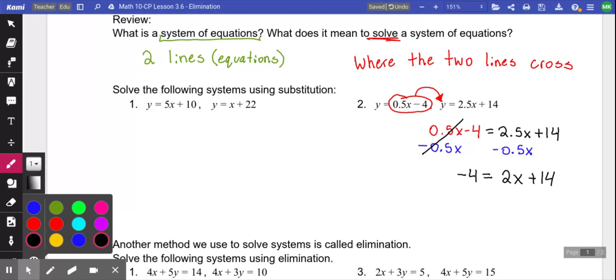Once you have them all on one side, your goal is to now move the numbers away from the x so that the x is all by itself. It's called isolating it. The two numbers that have to move to the other side are this 2 and this 14. You have to move them in the proper order. So the one that moves first is determined by reverse BEDMAS. So you do BEDMAS but backwards.